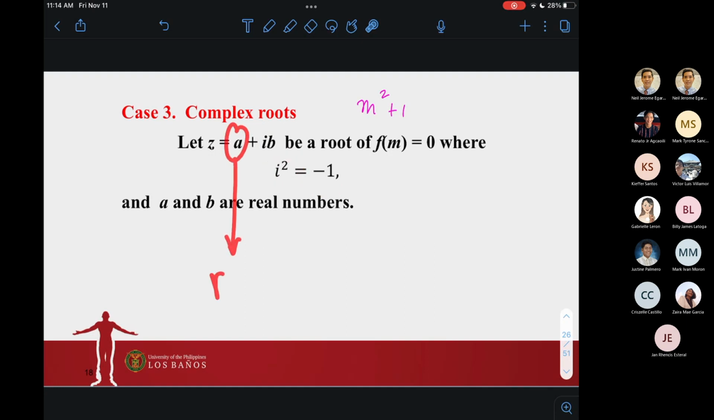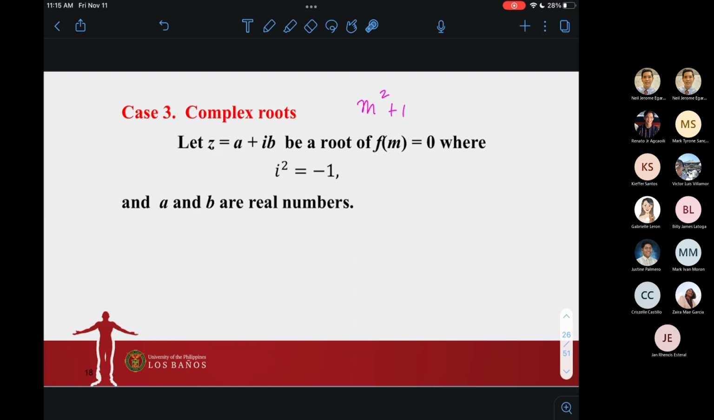A is called the real part of z. Tapos si b, siya yung tinatawag natin na imaginary part ni z. So may dalawang parts yung isang complex number. Meron siyang real part, siya yung walang multiplier na i. Yung imaginary part niya ay si b, yung multiplier ni i. And again, i is the imaginary unit with a unique property ng i squared ay equal kay negative 1.